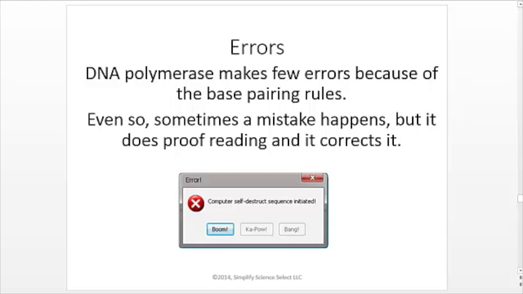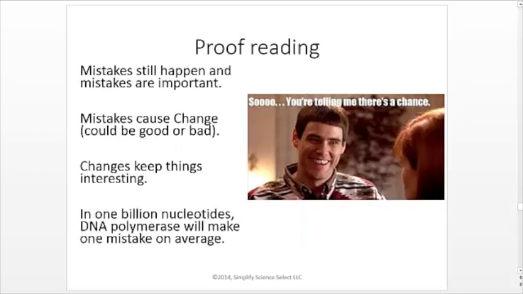Now, DNA polymerase makes few errors because of the base pairing rules, but it does make a few. It does make them sometimes. Sometimes it gets wedged in there and it might not fit quite right, and it happens. They're rare. But the enzyme also does proofreading. So not only is it very unlikely to happen at the beginning, but it even goes and checks, and if there's a problem, it even goes and fixes it. Proofreading is what that's called.